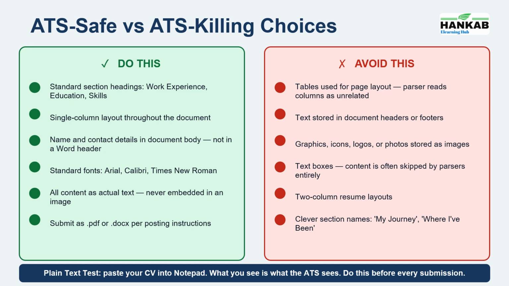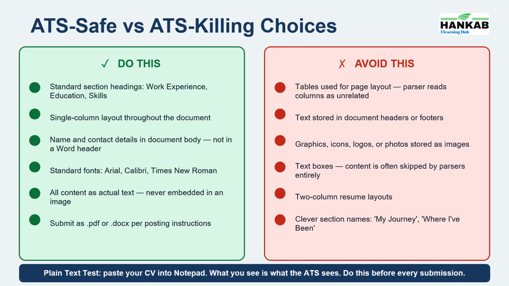Let us go through both columns. On the left, what you should do. Use standard section headings: work experience, education, skills, professional summary. ATS parsers are trained to recognize these labels. If you use a clever alternative, like my journey, career story, or where I have been, the parser will not recognize the section and may skip the content entirely.